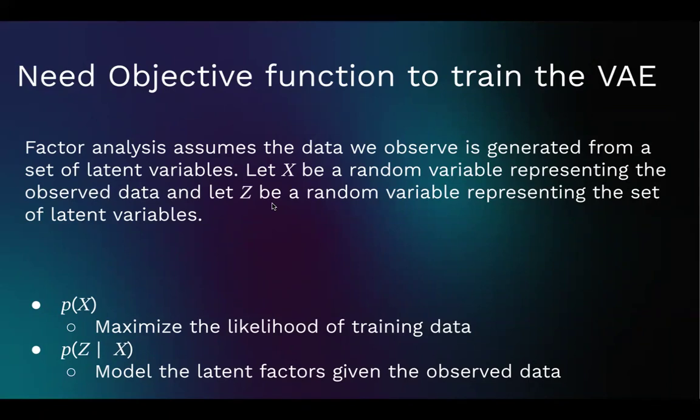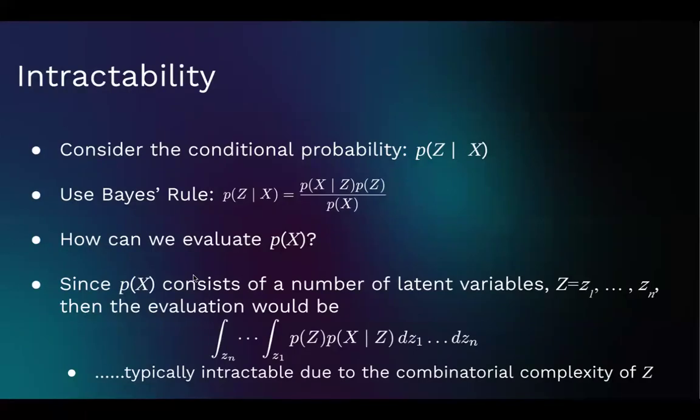We basically want to do two things here. We want to maximize the likelihood of observing the training data, so that's what this P of X probability distribution represents. And then we also want to model the latent factors given the observed data X. So you can start thinking about this conditional probability of observing the latent variable given the data X, and you can rewrite this probability distribution using Bayes' rule.